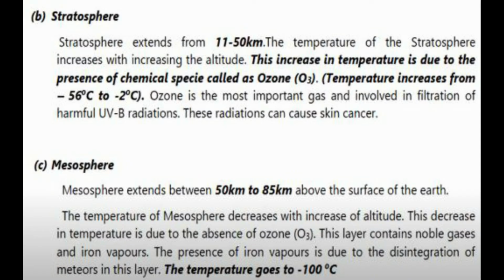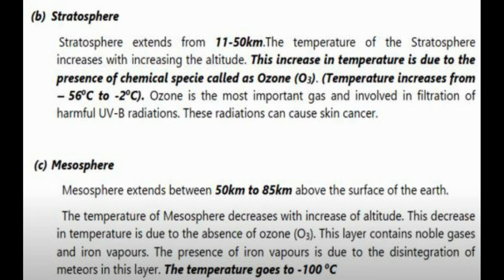Stratosphere. Stratosphere extends from 11 to 50 km. The temperature of the stratosphere increases with increasing altitude. This increase in temperature is due to the presence of the chemical species ozone. Temperature increases from -56 degrees Celsius to -2 degrees Celsius. Ozone is the most important gas and is involved in filtration of harmful UVB radiations. These radiations can cause skin cancer.